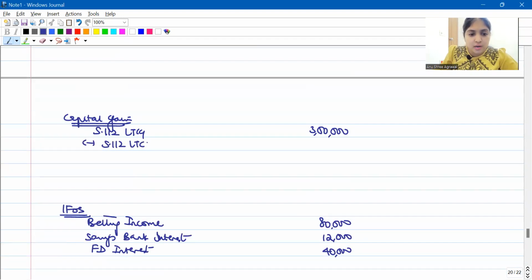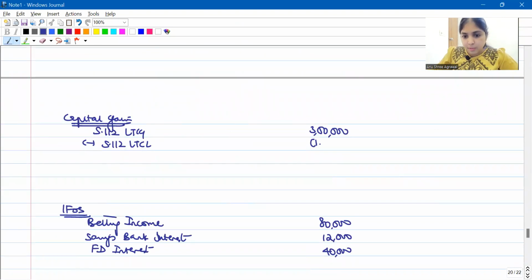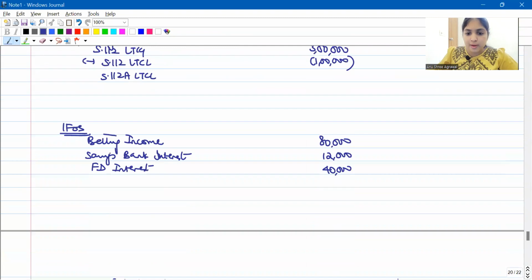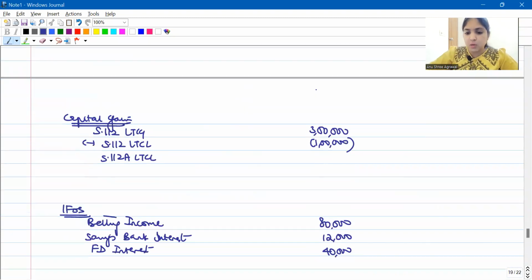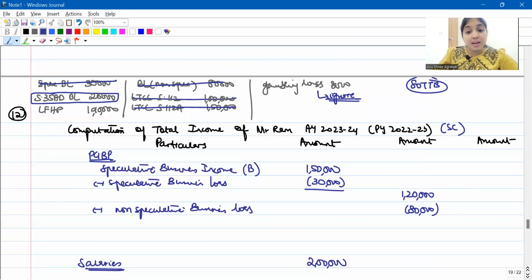Number one, we have section 112 long-term capital loss of how much? 1 lakh. And number two, you also have section 112A long-term capital loss of how much? 1,50,000. So both my long-term capital losses I have adjusted. You know LTCL we can adjust only against LTCG. Both of these are adjusted. Gambling loss, what will I do? I will simply ignore the gambling loss, right? Gambling losses are ignored. Losses from betting, gambling, card games and all you ignore. We're done with intra-head adjustment.